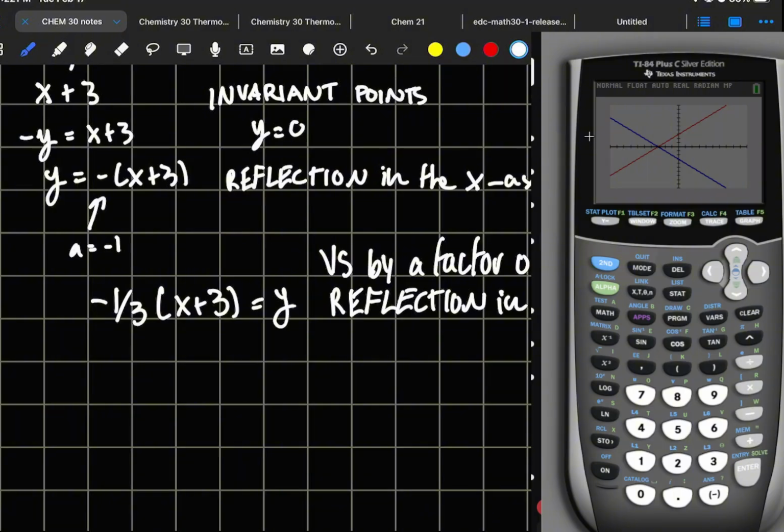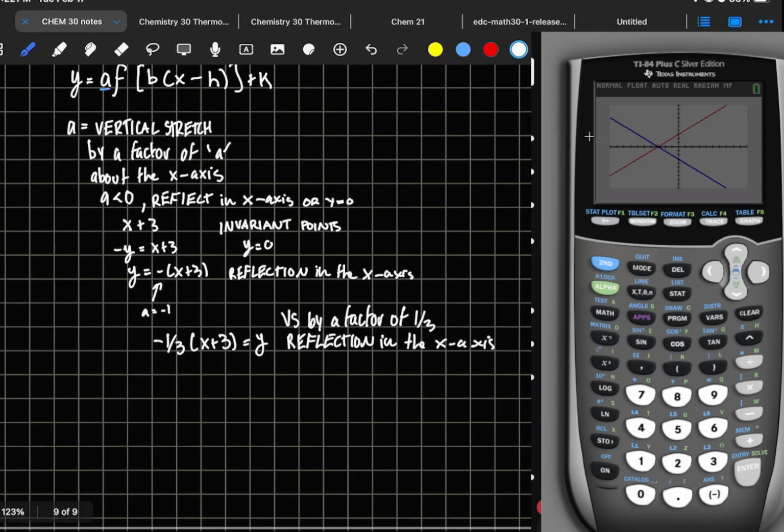And that's all you gotta know for this parameter a. Just know you're stretching, and it's going to be about the x-axis. And you're stretching by a factor of a.